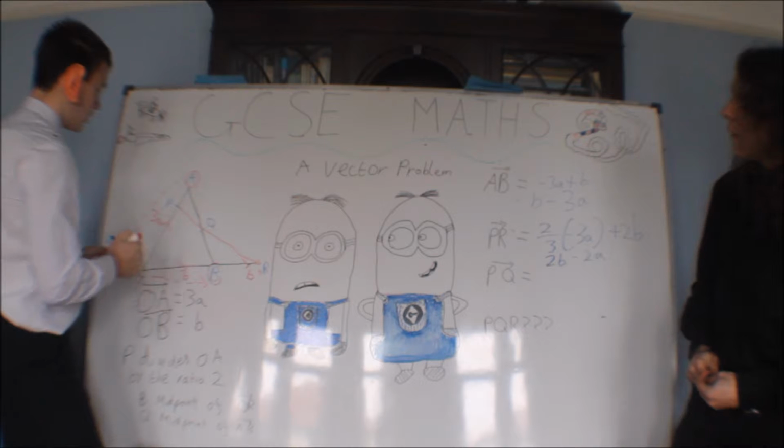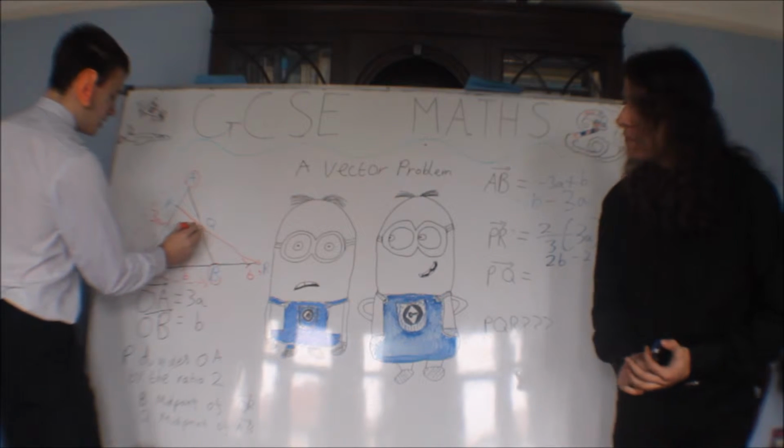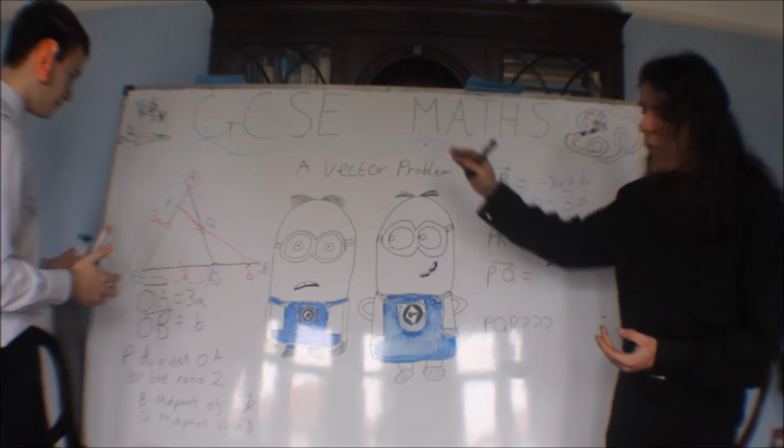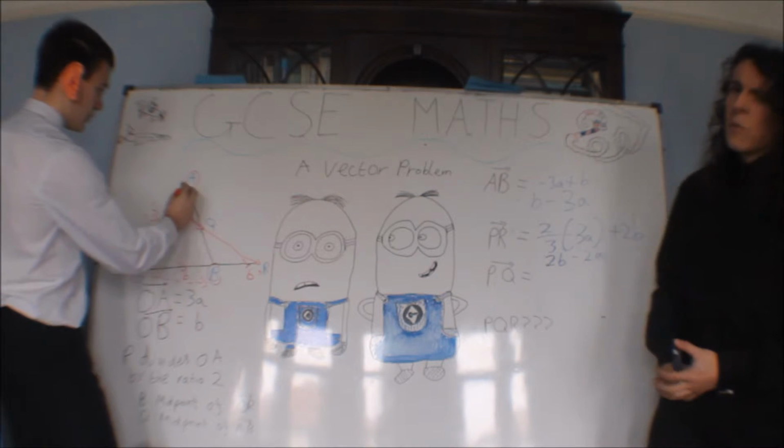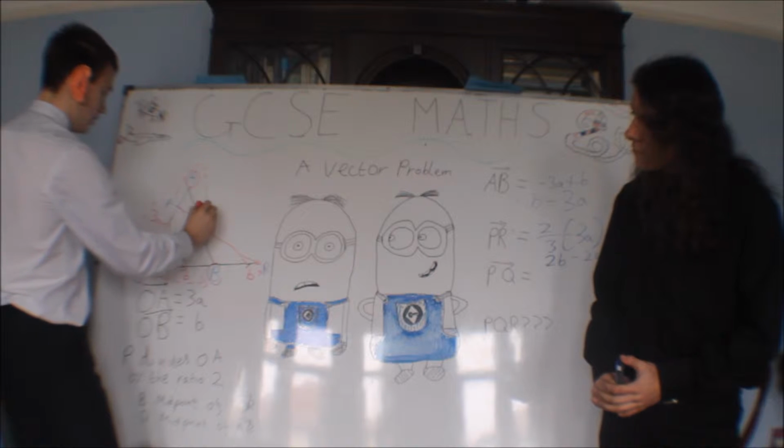P to Q, that's another question. That's just this bit here, from there to there. Now we know Q is the midpoint, so it's halfway along that line. So we can either go down here, across here and up, but I think it's much easier to go up here and down here the other way.